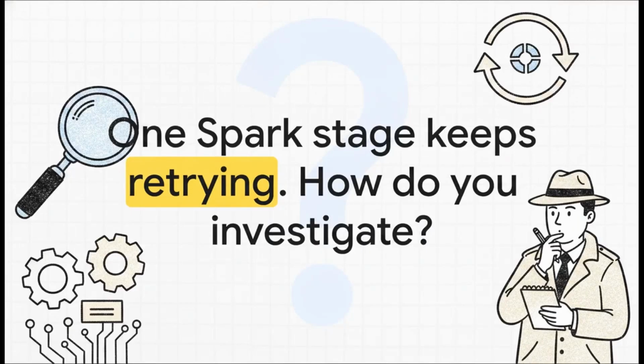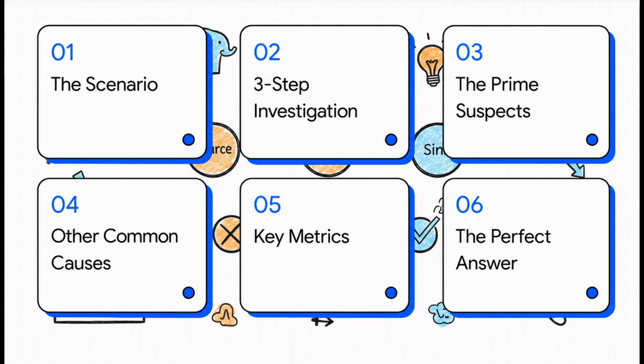Picture this. You're sitting in the hot seat. The interviewer leans in, looks you right in the eye, and drops this exact question. Your Spark UI shows all stages completed except one, and that one stage just keeps retrying endlessly. How do you investigate? So how do you prove to them that you aren't just guessing? How do you show them you're a true data detective?